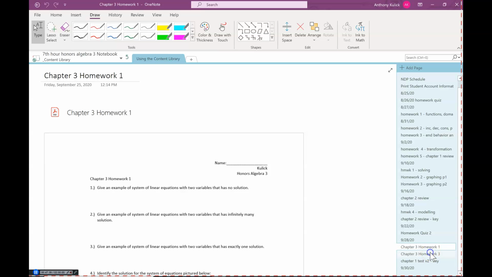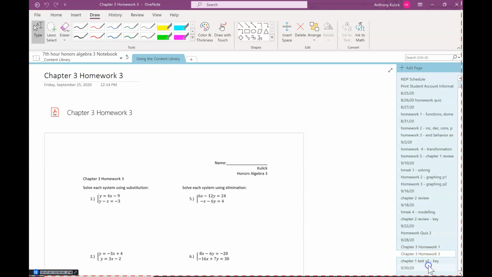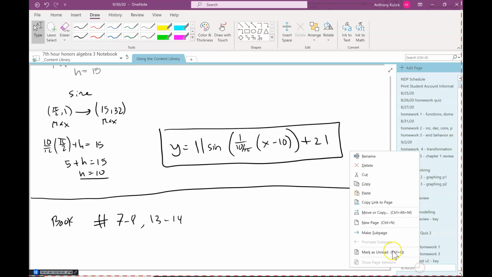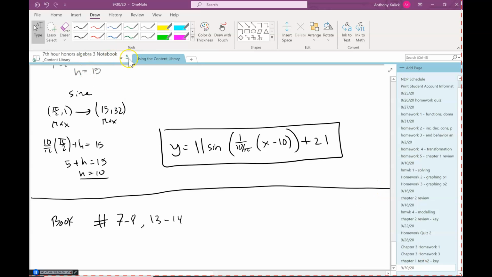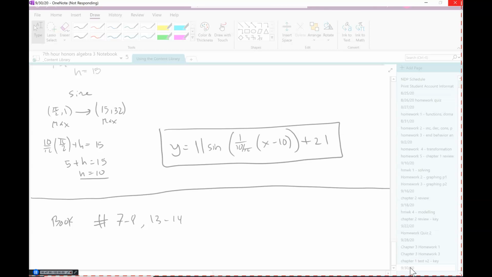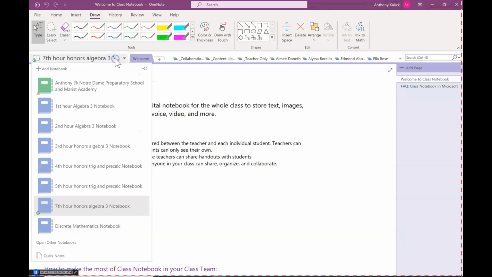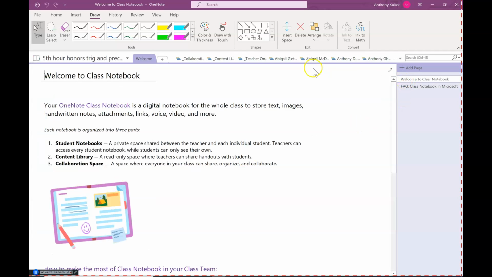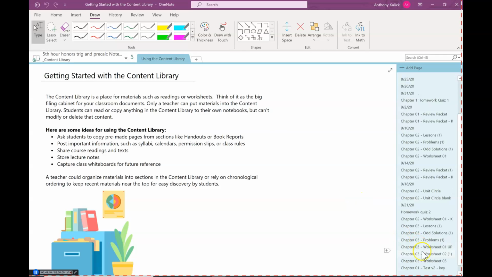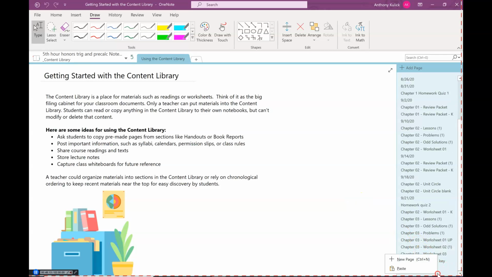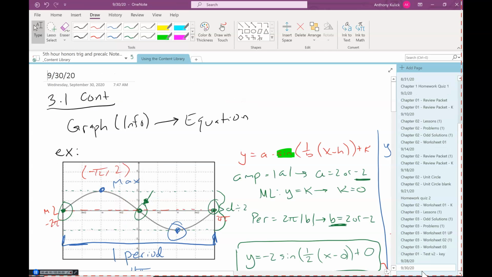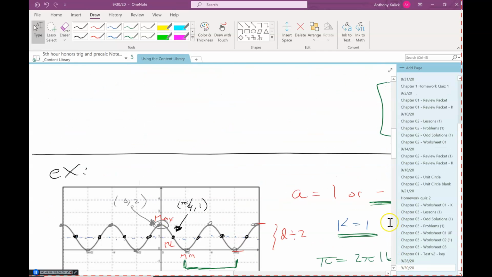Double check here. Oh my goodness, I'm in the wrong notebook altogether. Let me hold on a second. Okay, so we're being stubborn right now. Wowzers. Okay, so that's in the right place now.